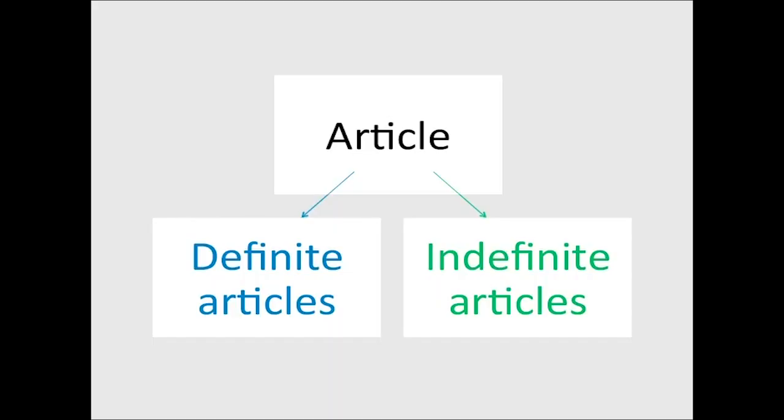Now that we know what an article is and how it functions in French, let us now look at the different types of articles that exist in French. There are 3 types of articles in French, but in this lesson, we will examine only 2 of them, which are definite articles and indefinite articles. Let us begin with the definite articles.